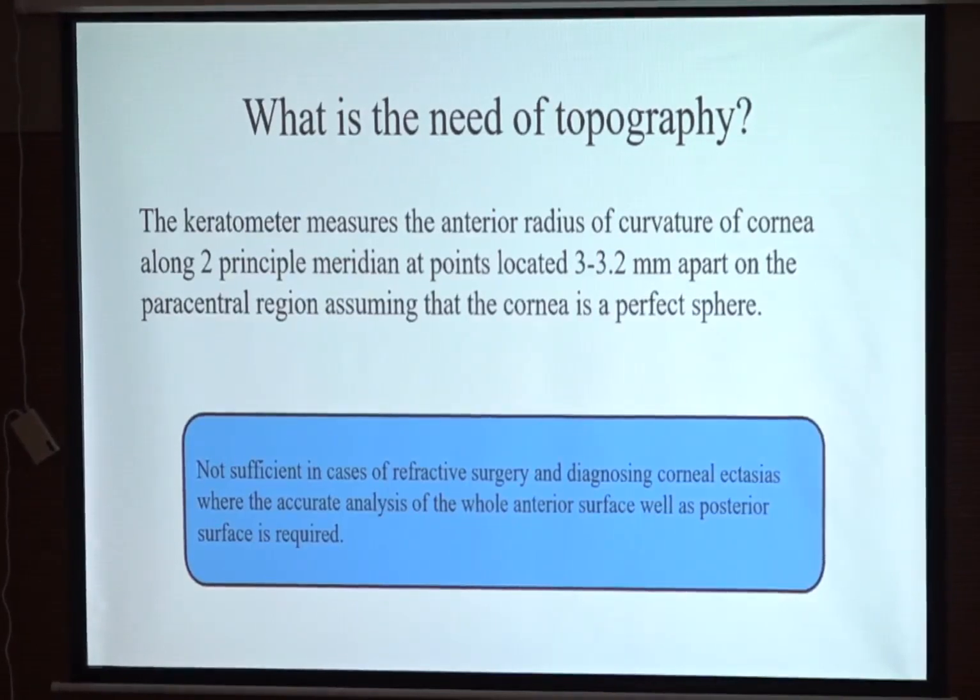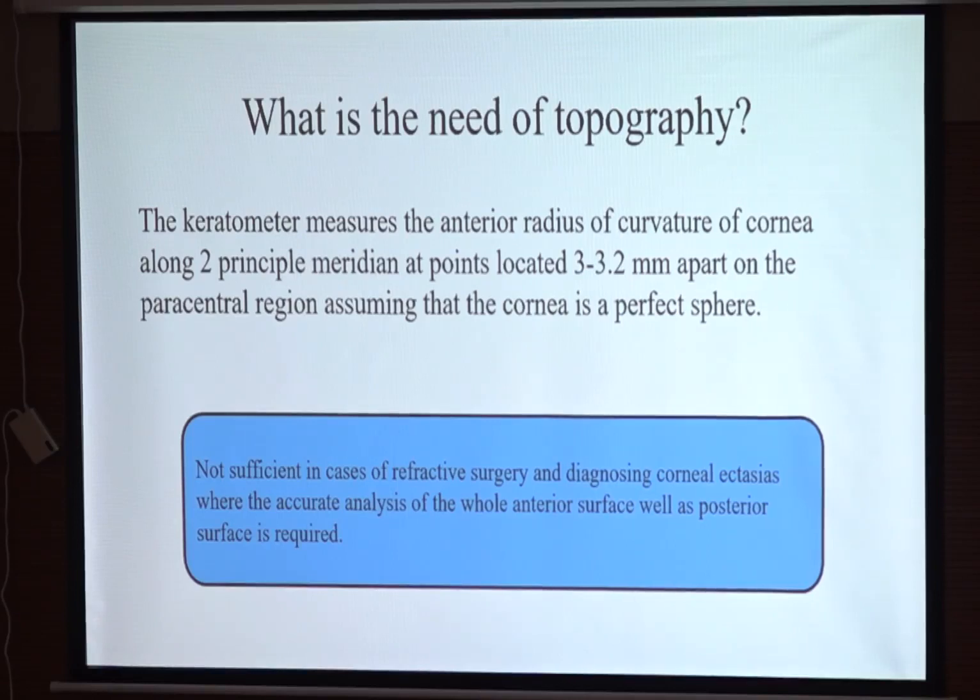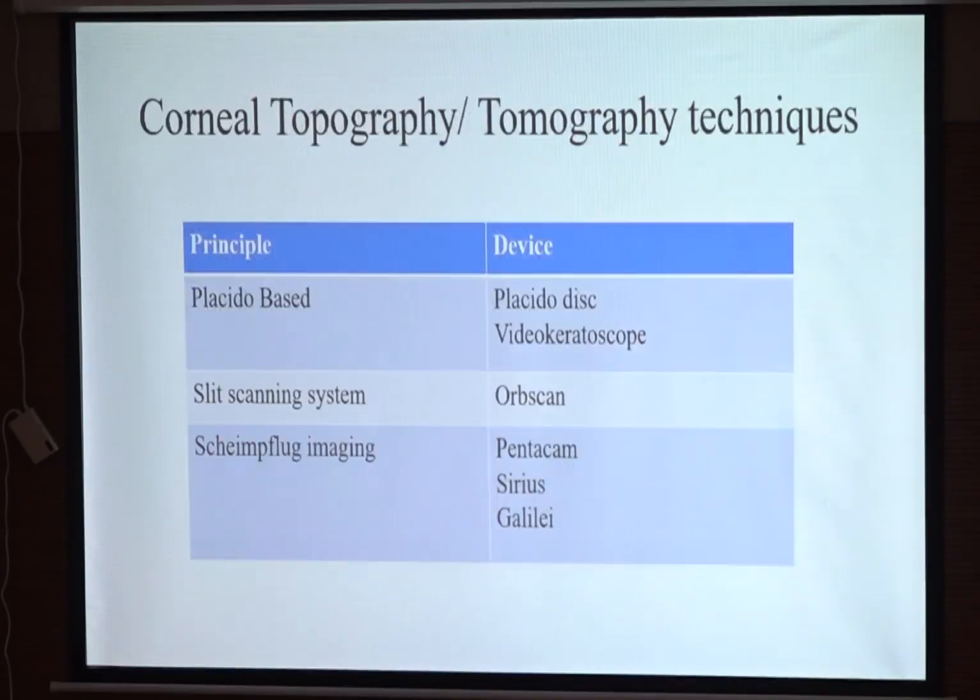So what is the need of a topography or a tomography? The keratometer measures the anterior radius of curvature of the cornea along the two principal meridians, which are at points located 3 to 3.2 mm apart on the paracentral region, assuming that the cornea is a perfect sphere. However, it is not sufficient in cases of refractive surgery and in diagnosing corneal ectasias, where accurate analysis of the whole anterior as well as posterior surface of the cornea is required.